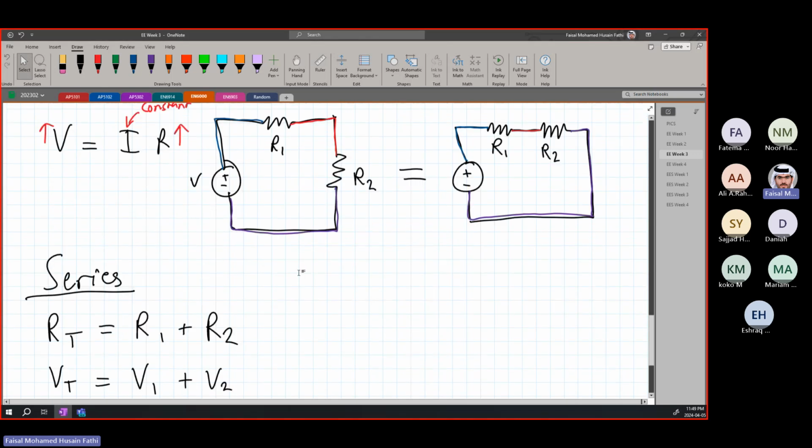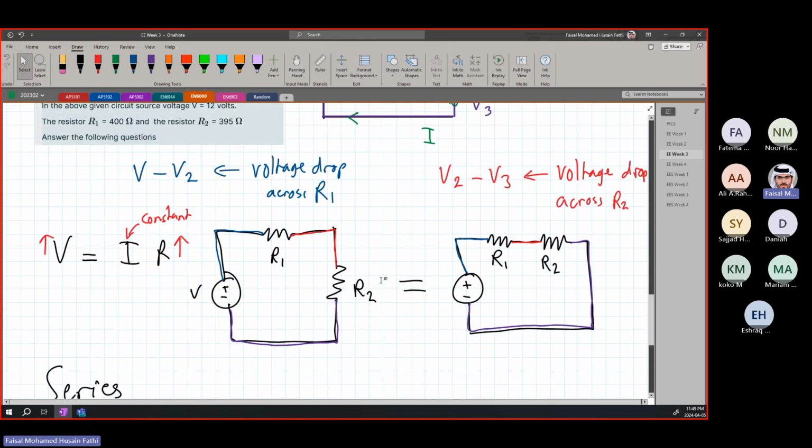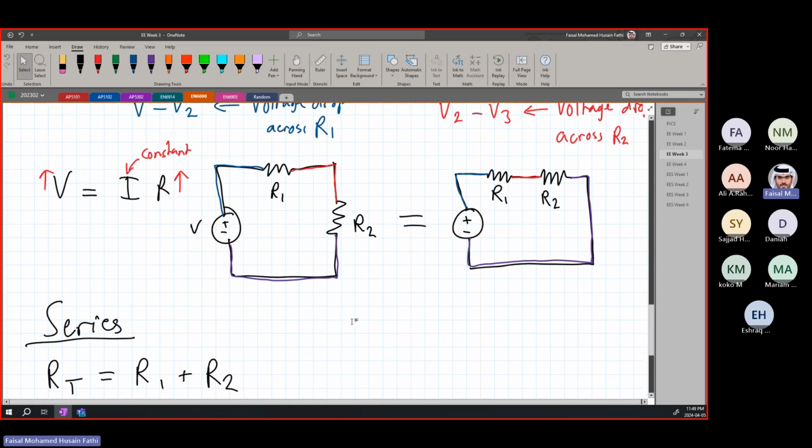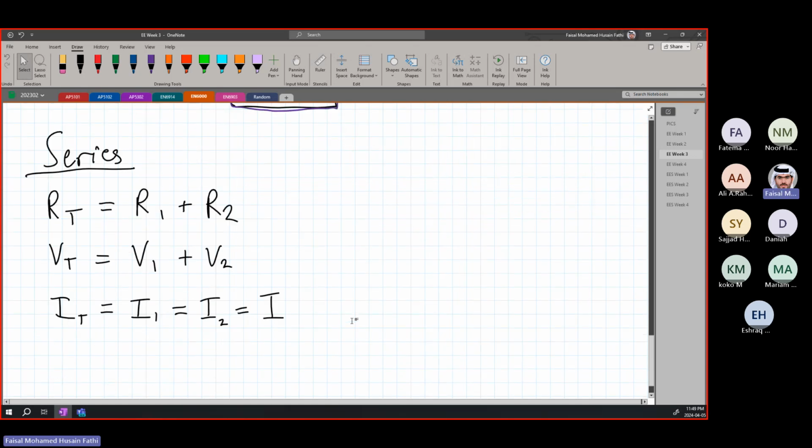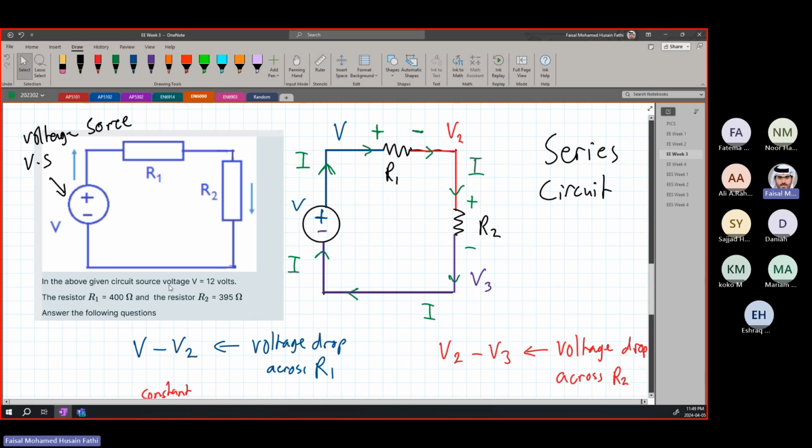Any questions so far about this? Anything you want me to re-explain? Anything not so clear about this before we solve the question? Because this is very important to know for everything that we will do in the future in electric circuits. Okay, I assume everyone knows everything. Let's start solving the actual questions now.